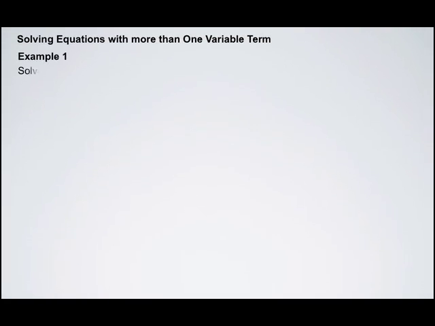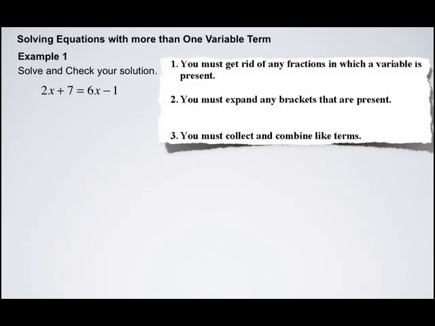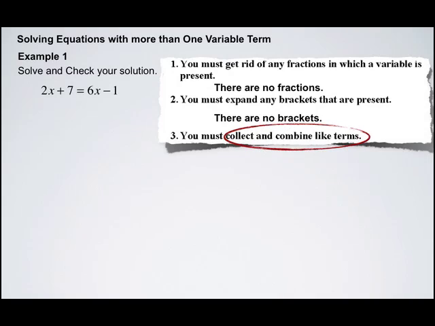Let's take a look at example 1. Solve and check your solution. 2x plus 7 is equal to 6x minus 1. First, we must see if we can get rid of any fractions in which a variable is present. Well, there's no fractions. Then we must see if we can expand any brackets that are present. Well, there's no brackets. So we have to do the last step, collect and combine like terms. We have like terms, the 2x and the 6x, and the 7 and the negative 1, two pairs of two like terms.